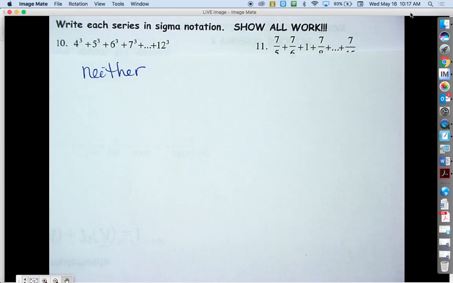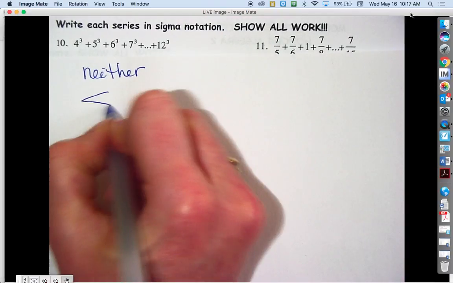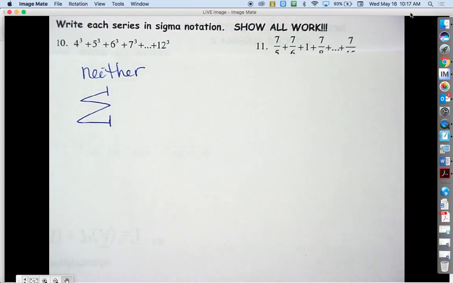When it's neither, you still need to write a formula. We still have to find out what goes next to the sigma. And Sarah, if it's 4 cubed, 5 cubed, 6 cubed, 7 cubed, all the way up to 12 cubed, what do you think the formula would be? N plus 3. Okay, so she said from where it is, she would say n plus 3 cubed.